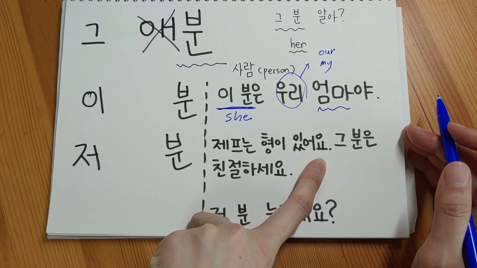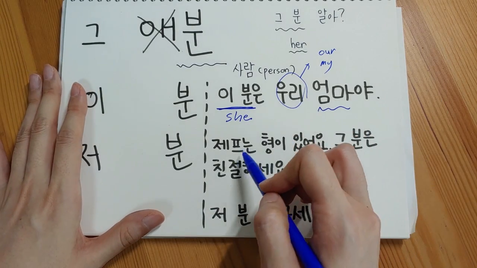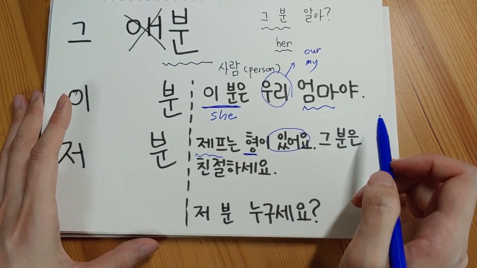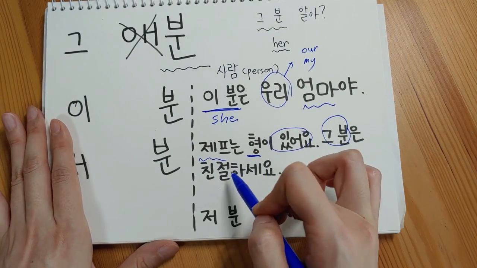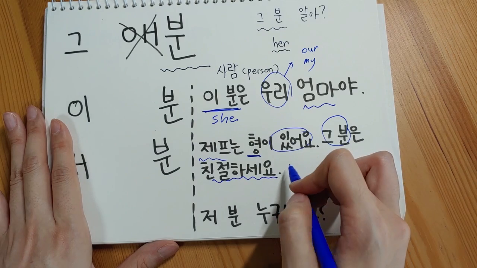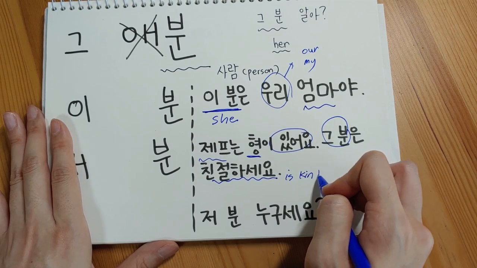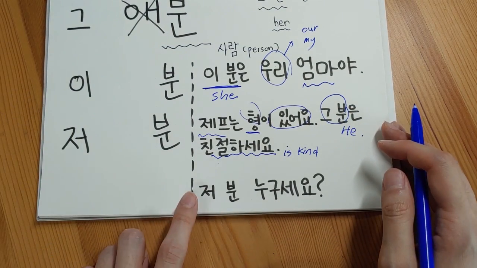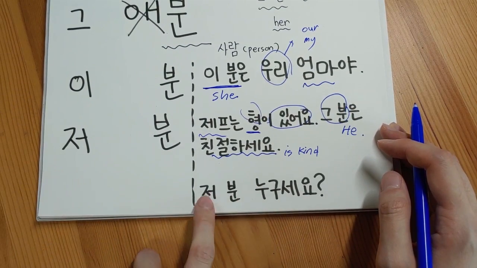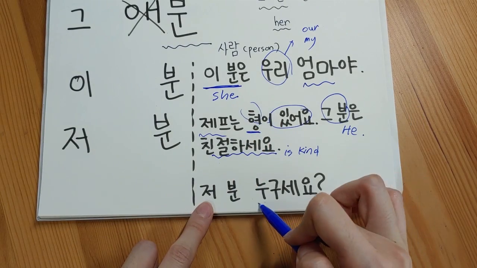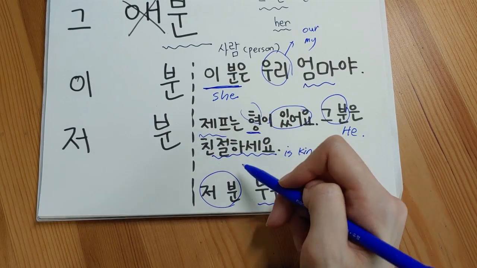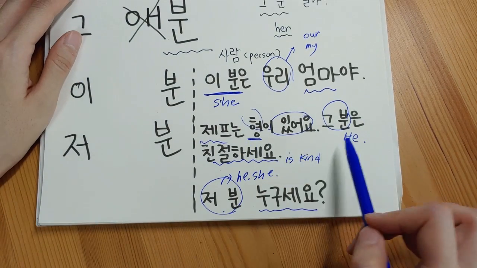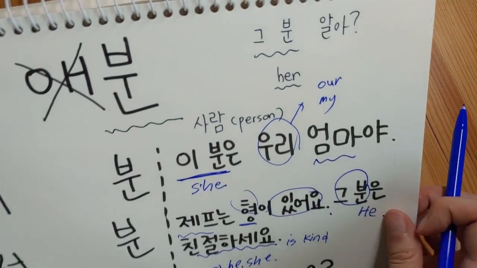제프는 형이 있어요. 그분은 친절하세요. So Jeff has a brother, an older brother. 제프는 형이 있어요. 그분은 친절하세요 is kind, right? So 그분 here means he, Jeff's brother. And you can also say 저분 누구세요? 저분, that person over there, who is it? That person over there could be he or she, right? So this can also function as a pronoun. 이분, 그분, 저분. Pronouns in honorific form.